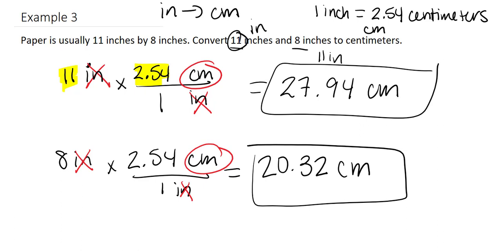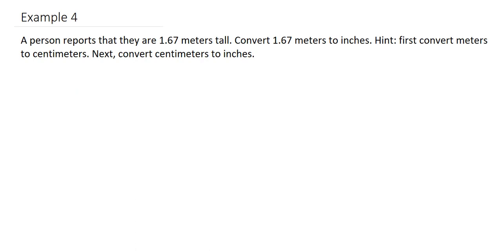So let's do one final example. Example 4. A person reports that they are 1.67 meters tall. Convert 1.67 meters to inches. So the first thing we're going to do is convert meters to centimeters. That's our hint. Then we're going to convert centimeters to inches. So this is a two-part conversion.